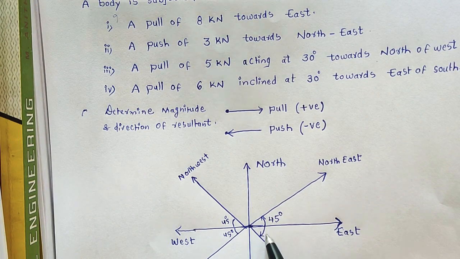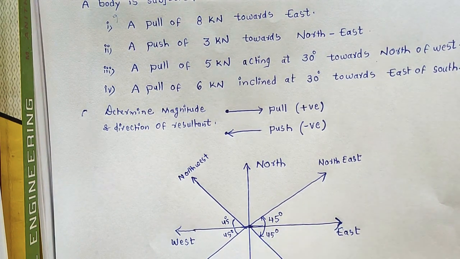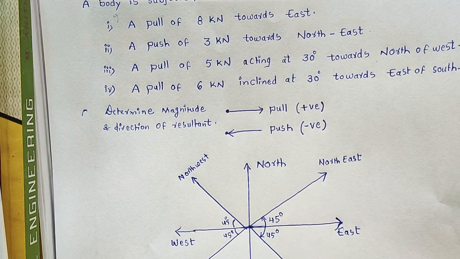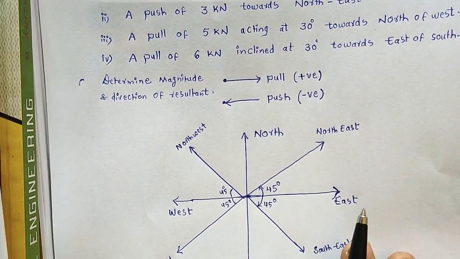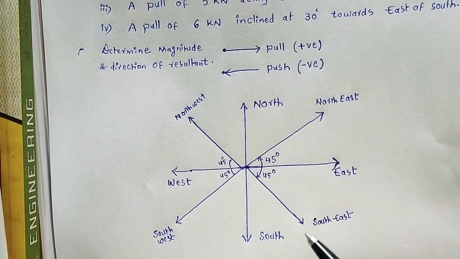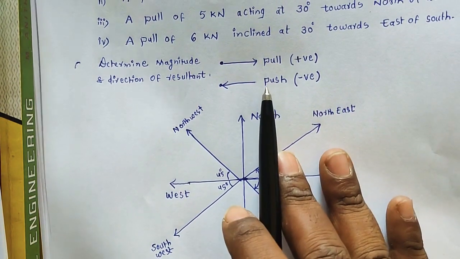So it is going to make angle 45 degrees. So 45 degrees with the horizontal or 45 degrees with the vertical. Anything you can write. So northeast, northwest, southwest, southeast. Okay.